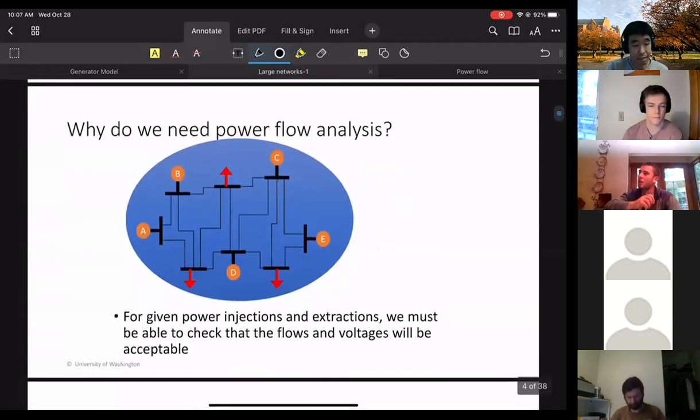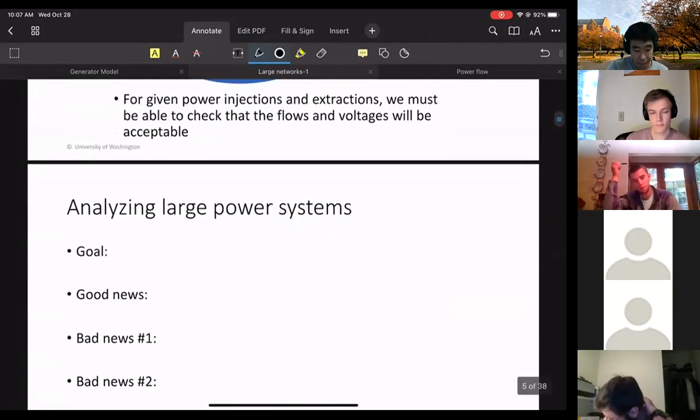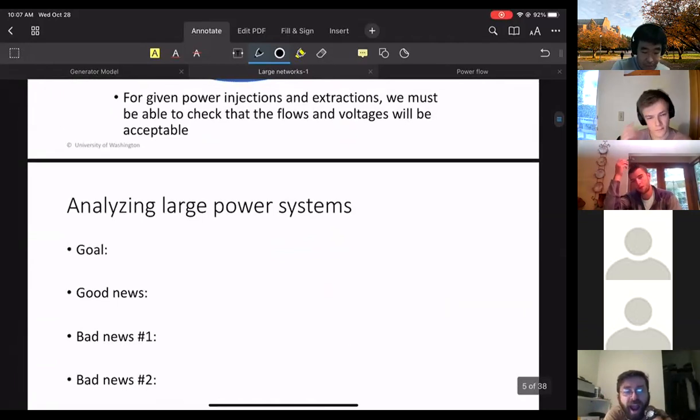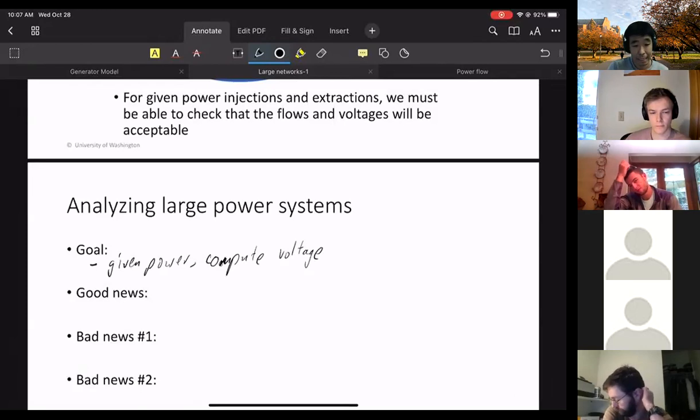All right, so again, this slide is saying that the idea is we want to get power from voltage. That's a fundamentally hard problem, but at the end of this course, hopefully you have some tools to solve it. So the goal is, given power, compute voltage. Up until now, all we've been doing is given voltage, compute power. We want to do the reverse, the other way. So the good news is the circuit is simple.